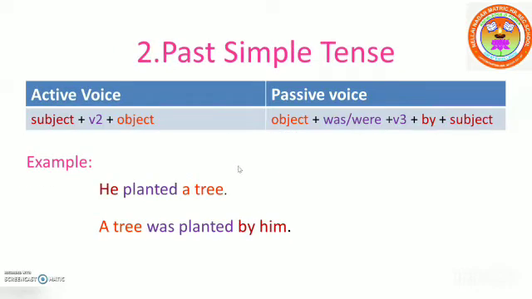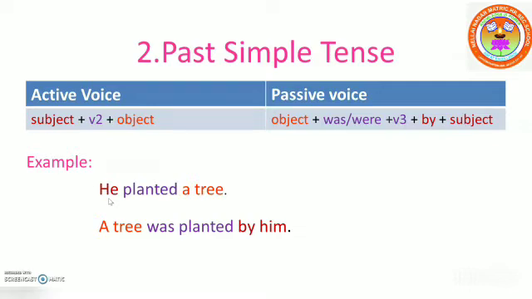Next, past simple tense. The structure: subject, verb two, which means the past verb, and then object. Passive voice structure: object, was or were, then V3, which means past participle, by, then subject.